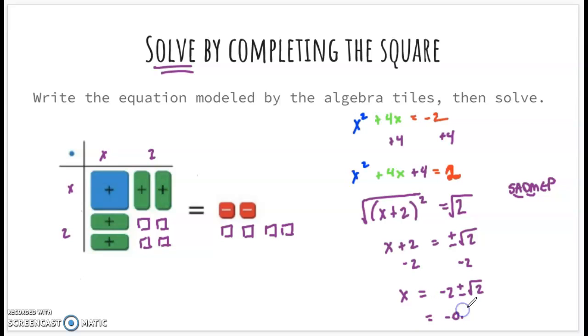negative 0.6, and negative 2 minus the square root of 2, or minus that 1.4, is going to give us negative 3.4, rounded to the 10th place. Okay, so our two answers here would be negative 0.6 and negative 3.4. And it's always a good idea to go back to that original problem and plug back in to make sure that both your answers work.